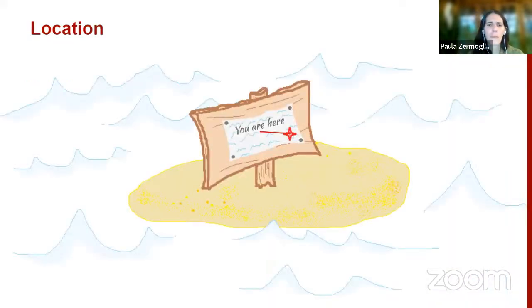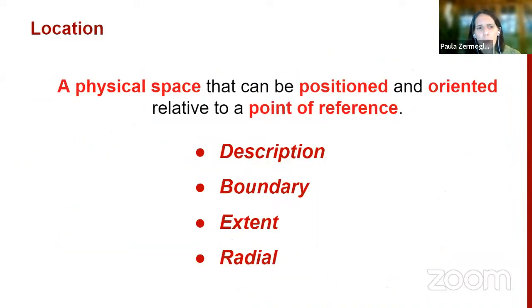Now, let's go to some concepts that we will need for describing locations. We have seen general geographic concepts, and now we're going to go to more particular things about places that we want to describe. So, what is a location? Let's start with that. It's something very basic. A location is a physical space that can be positioned and oriented relative to some point of reference.